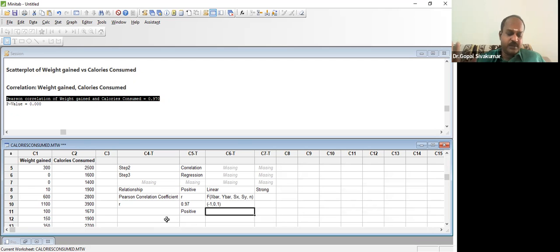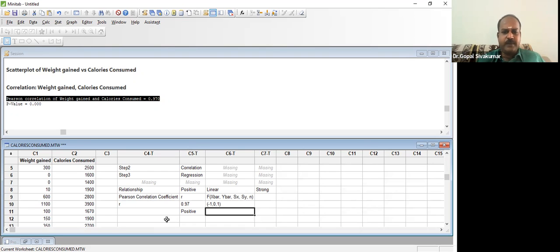But close to 1 means a strong linear relationship. And when it becomes 1, we'll call it perfect. Perfect linearity, right? So 1 and -1 means perfect linearity. 0 means no linearity. And in between values, moderate.